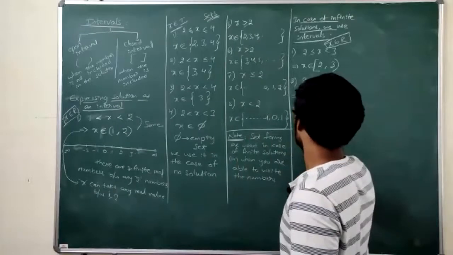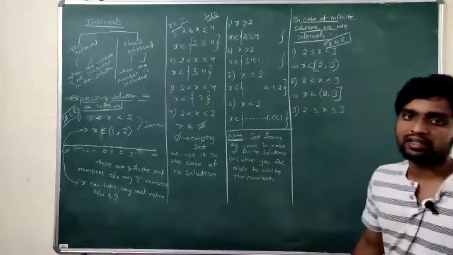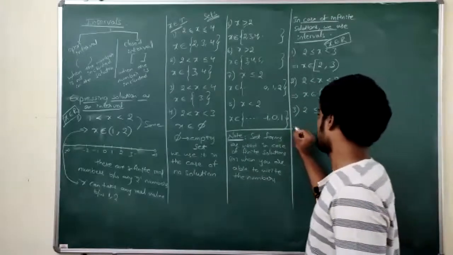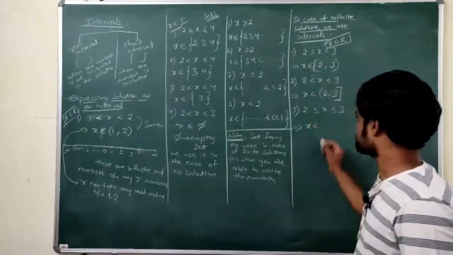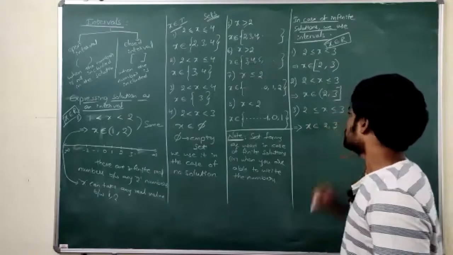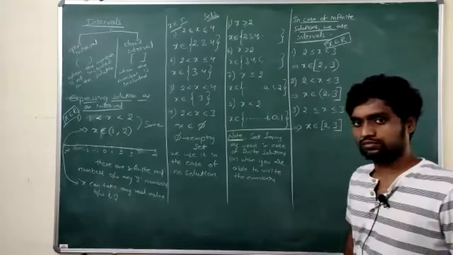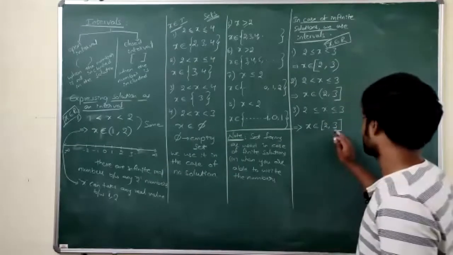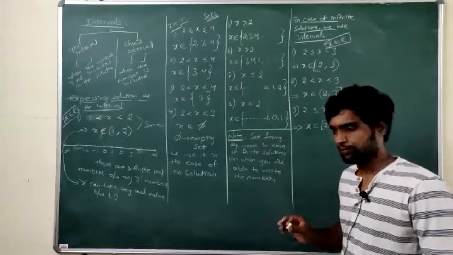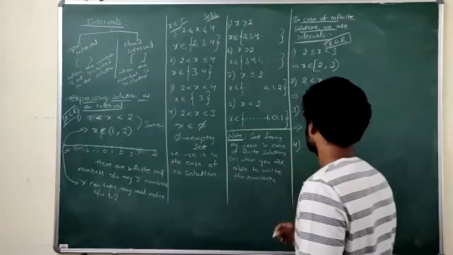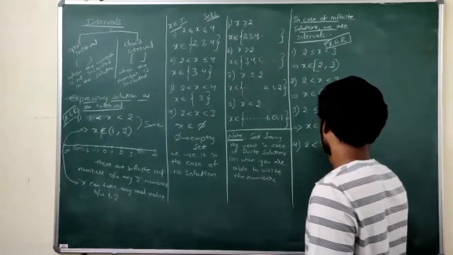Next. 2 less than or equal to x less than or equal to 3. Now, x belongs to 2 comma 3, and 2 and 3 are included. So for both 2 and 3, there should be closed brackets, or you can say closed intervals. Now, final one. All these 4 examples make you understand the difference between each interval.